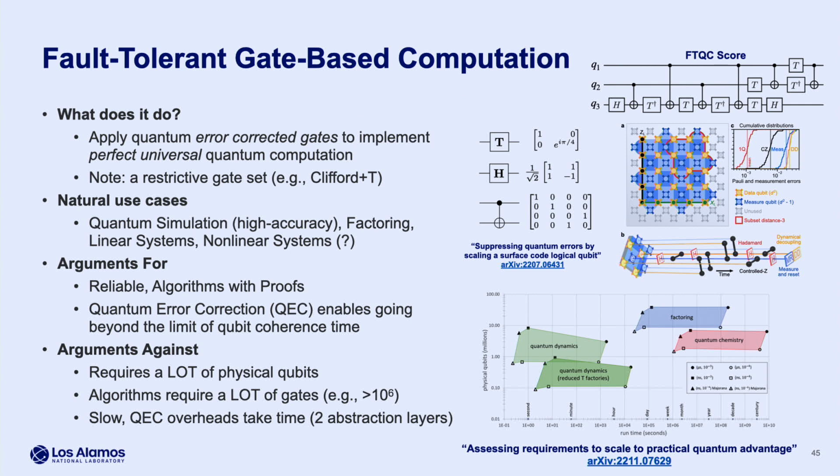So arguments against are lots of qubits. The algorithms require lots of quantum gates, like 1 million quantum gates, so you have to go really deep. And consequently, these computers are going to be much slower than all the other quantum computers we have today because they have all these abstraction layers and you need to do a lot of operations. So there's basically pros and cons for every one of these computing models.